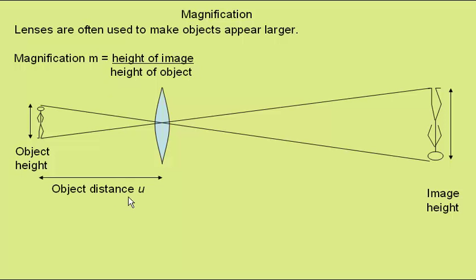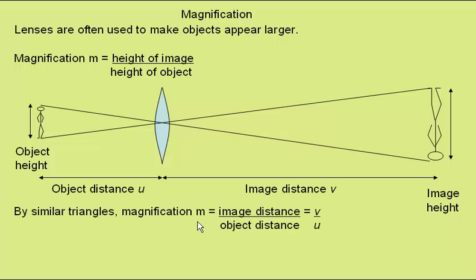But here we have the object distance u, and here the image distance v. These make up similar triangles, and so by similar triangles the magnification m can be given by the image distance v divided by the object distance u. If m, the magnification, is less than 1, it tells us the image is smaller than the object.